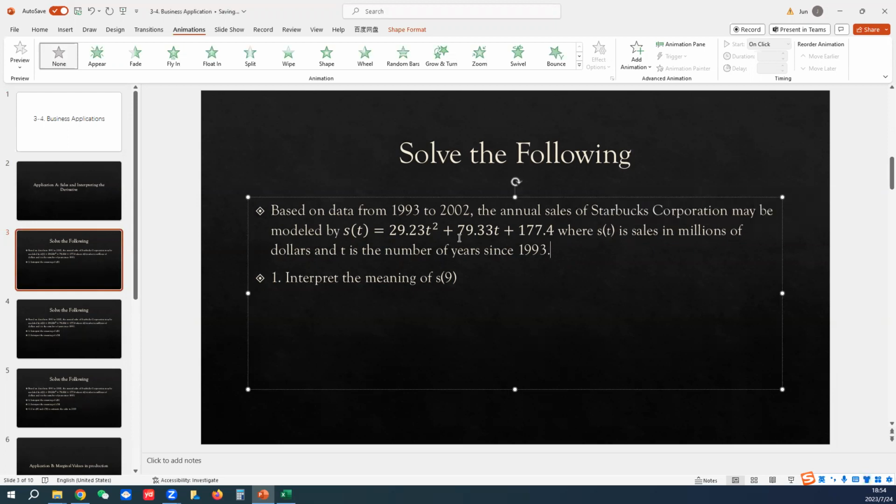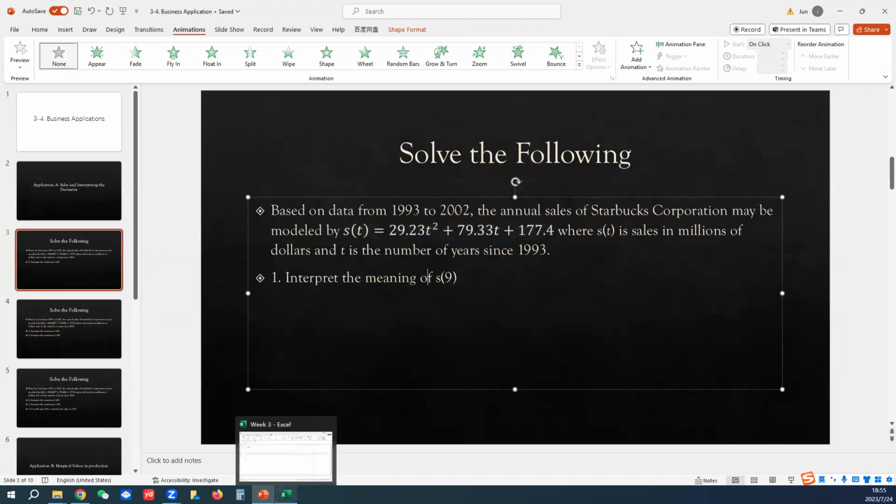So let's get to this. First one, interpret the meaning of S(9). That is just the 9th year, right? 9 years passed from 1993, which is 2002. So it is basically the sales of the last year.